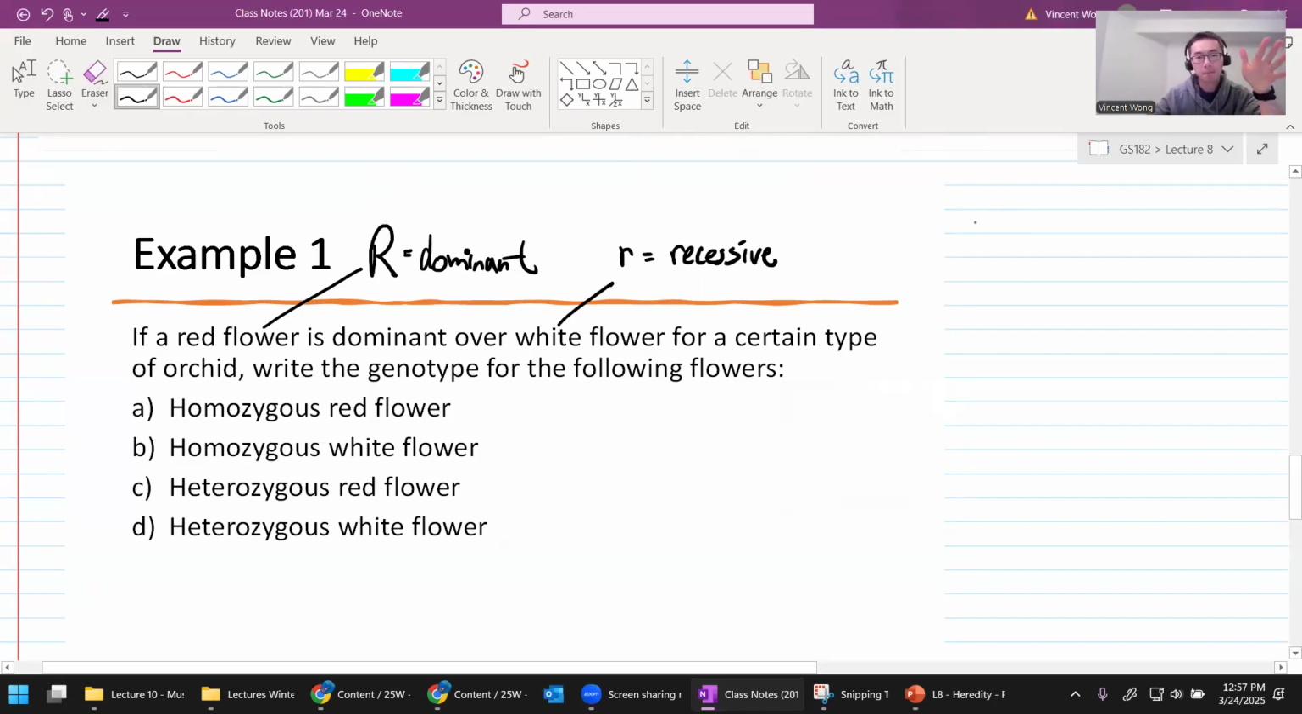Do you understand? I know I keep on asking you that. Sorry, it's a bad habit. Let's say yellow is dominant over green. What letter do I use for yellow? Capital Y. Capital Y, there you go. For green, if you think G, that's wrong. We have to say lowercase y.